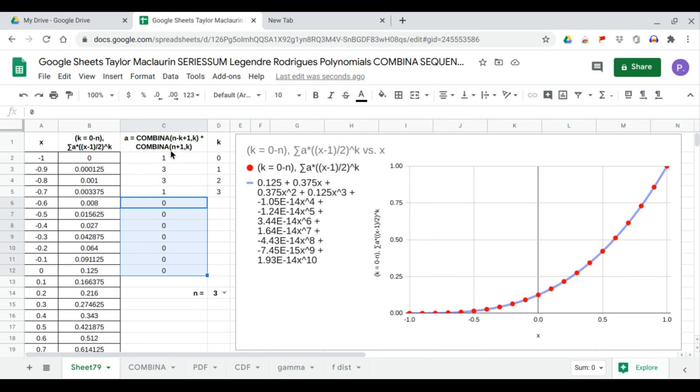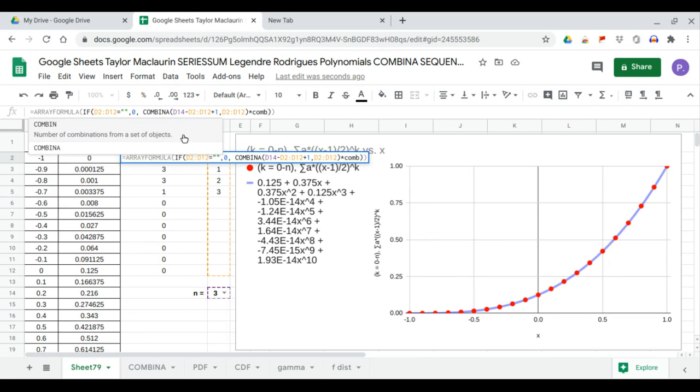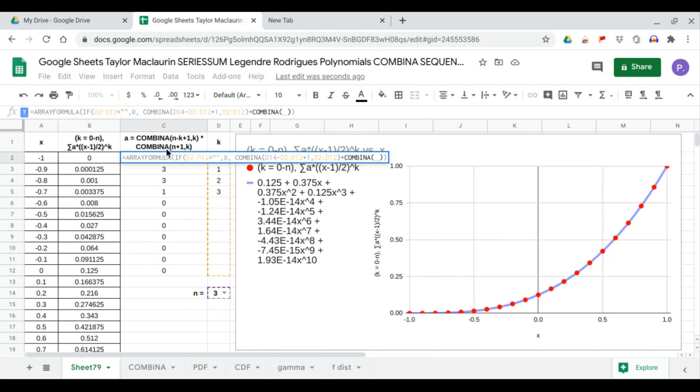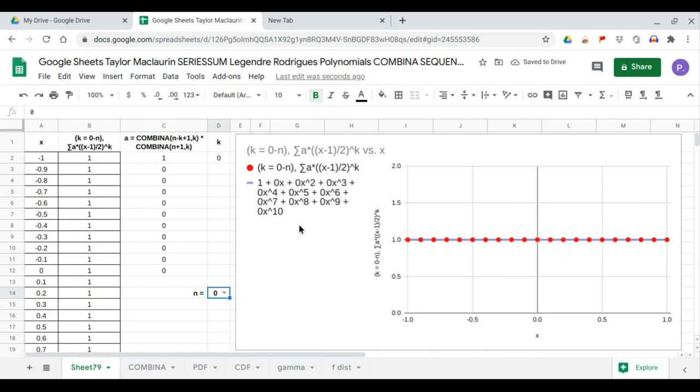The second part of the coefficient is COMBINA of n plus 1 comma k. So this is times COMBINA of n plus 1 comma k. So here we have the trend line and the polynomials, also the trendline equations.